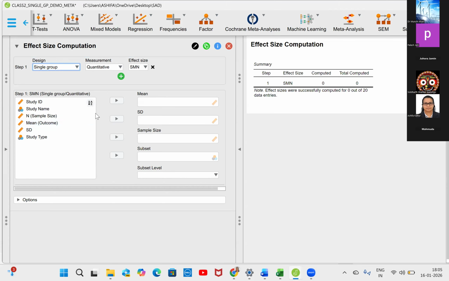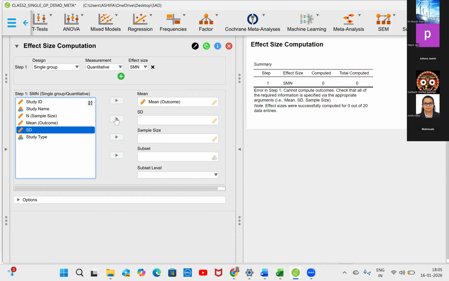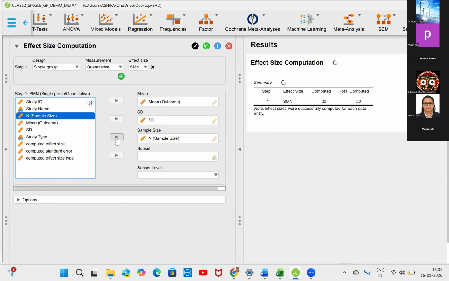double click the mean. Just arrow sign to the mean. Yeah, very good, fantastic. Now standard deviation, similar way the standard deviation. Fantastic. Now sample size. Excellent. Now you are done with your effect size calculation.